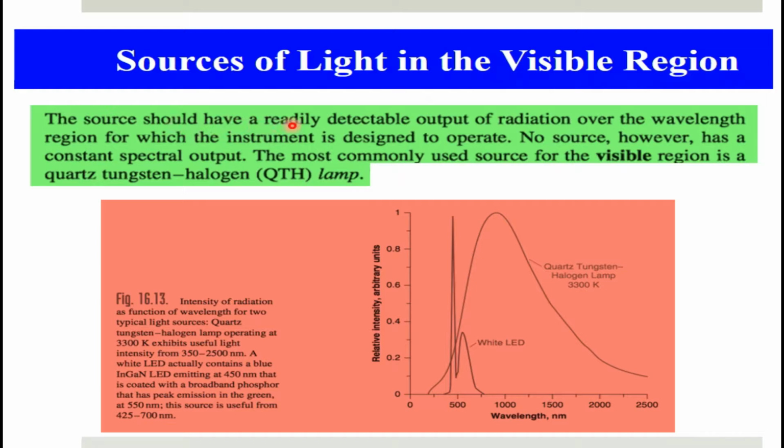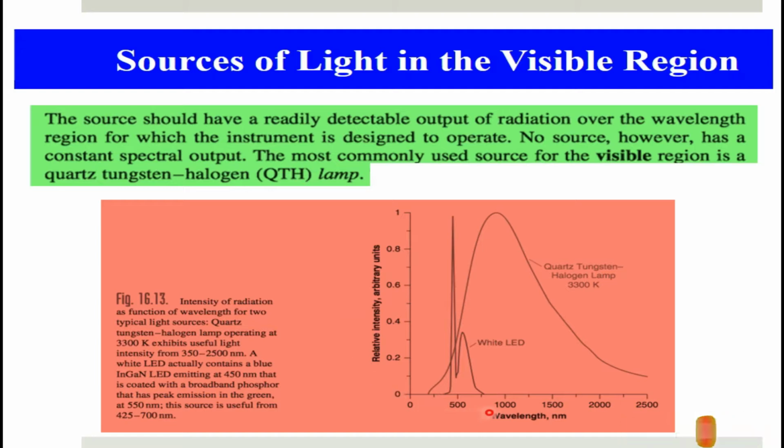The source should have a readily detectable output of radiation over the wavelength region for which the instrument is designed to operate, but no source however has a constant spectral output. For the visible region, the most commonly used source is a quartz tungsten halogen lamp. For its operation, it also needs a constant power supply. For the power supply, LEDs are the most efficient ones.